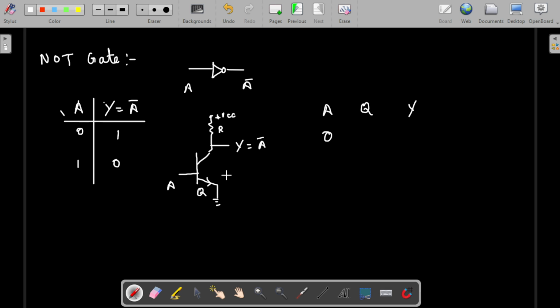So when the input A is 0, the transistor will be in the off condition because there is no net current flow. If the transistor is off, the supply is directly connected to the output, so the output will be 1. If the input is 1, the transistor is on and the output is connected to ground, so Q will be on and the output will be equal to 0. Okay, so I hope you guys are able to understand the NOT gate logic.